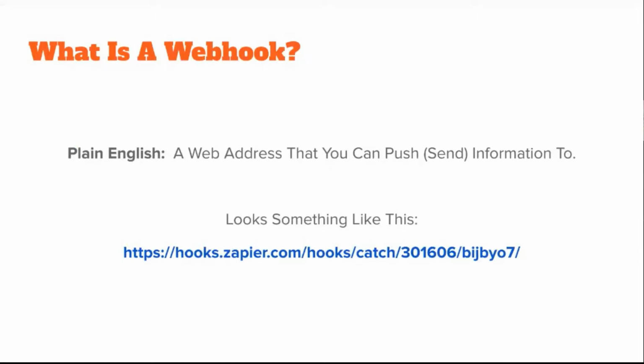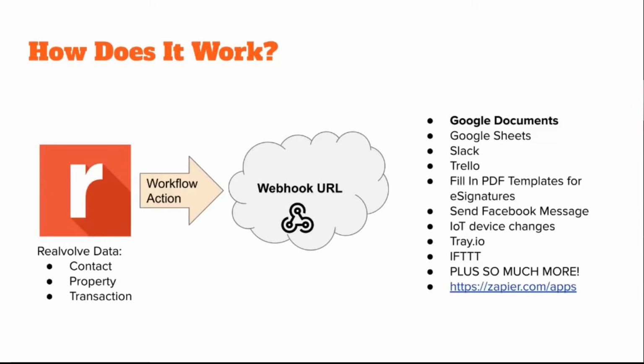In plain English, a webhook is just a web address. It allows you to send data to that address. What we want to do is take data from Realvolve, either from the contacts, the properties, or transactions, and use a workflow action that passes data to that webhook URL. It can be used for lots of different things: Google Documents, Google Sheets, Slack, Trello, just a whole gamut of possibilities.